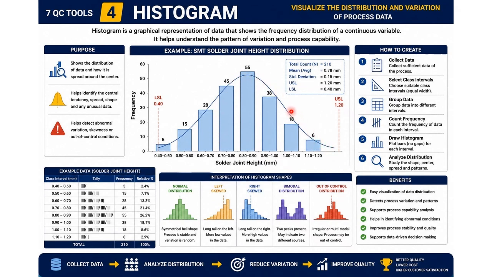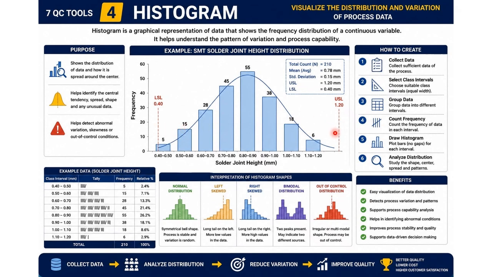Notice that most values are concentrated between 0.70 and 0.90 millimeters, forming a bell-shaped curve. This indicates a normal distribution, which usually means the process is stable and consistent. The LSL, lower specification limit, and USL, upper specification limit, define the acceptable limits. If the data spreads outside these limits, the process may produce defective products.